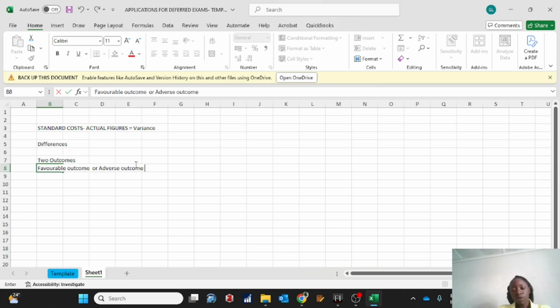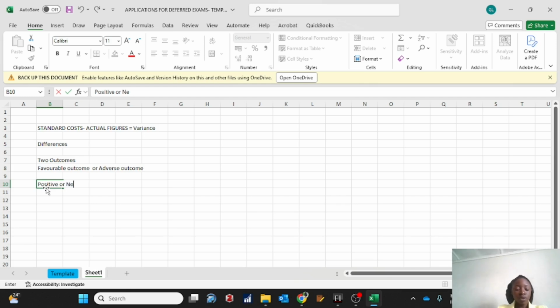I would also want to urge the students that under standard cost or variance analysis, we do not use the terms positive or negative to mean adverse or favorable.